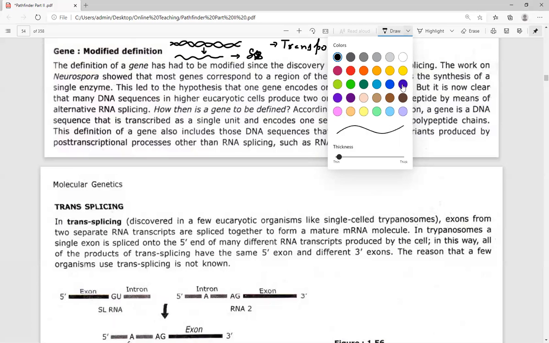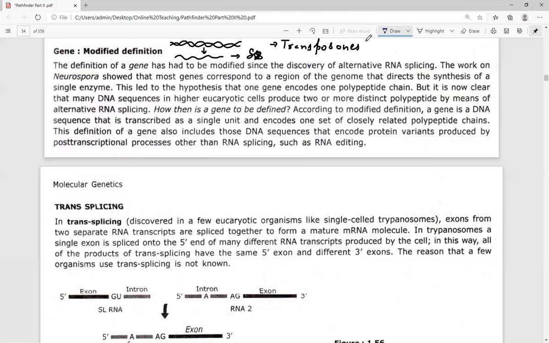And it is not 100% sure that every time they would be transcribed and would form a protein. So they are referred to as selfish DNA molecules. Transposons are also referred to as jumping genes. That means these are considered to be a part of the genes. These are jumping genes in nature and are referred to as transposons.